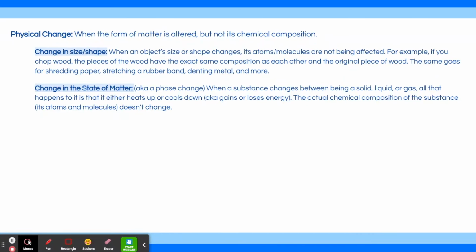When a substance changes between being a solid, liquid, or gas, all that happens to it is that it either heats up or cools down, aka the atoms or molecules either gain or lose energy. The actual chemical composition of the substance doesn't change. Many physical changes are reversible given the right amount of energy. For example, if you dent metal, given a lot of heat, the metal can be molded back into its original shape. Physical changes do not create a new substance. They merely change the form that the matter is in at the moment.